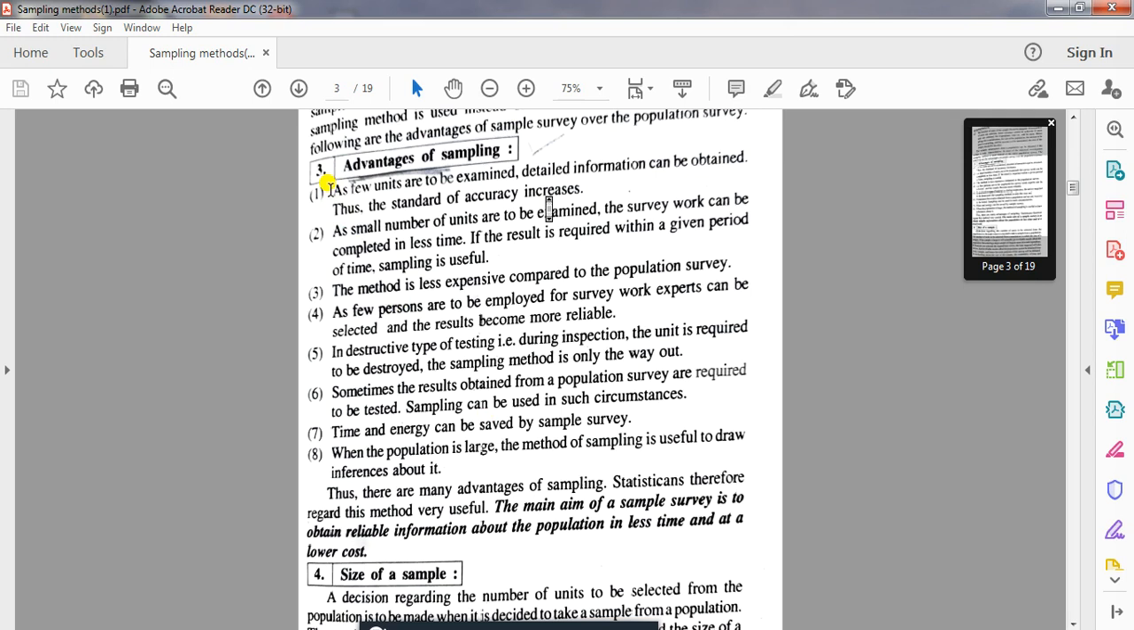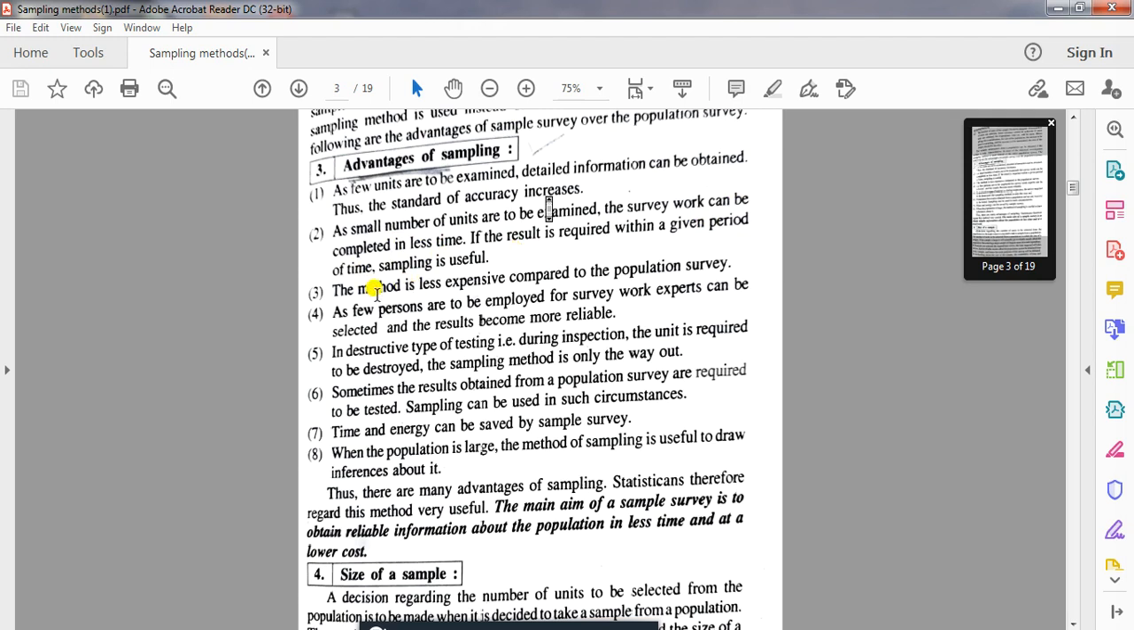So what are the advantages of sampling? As few units are to be examined, detailed information can be obtained, thus the standard of accuracy can increase. As a small number of units are to be examined, the survey work can be completed in less time. If the result is required within a given period of time, sampling is useful.